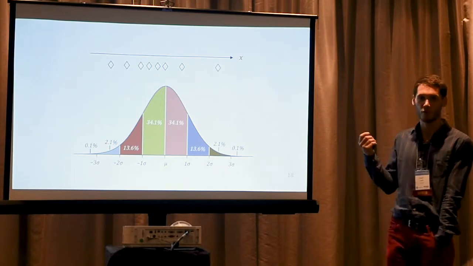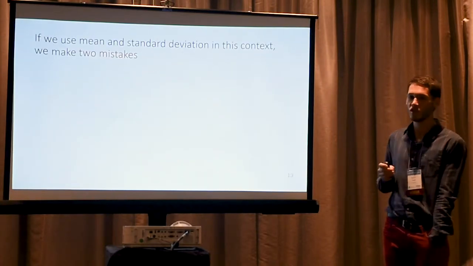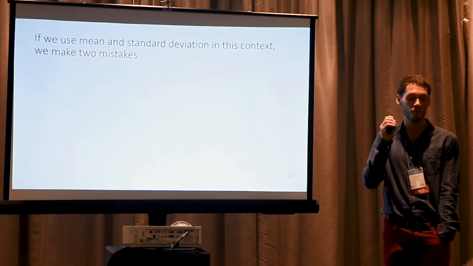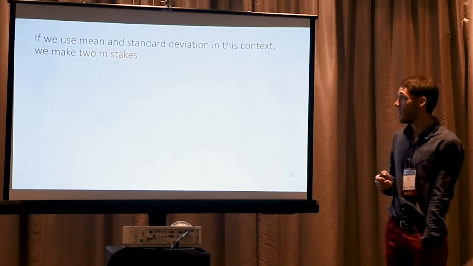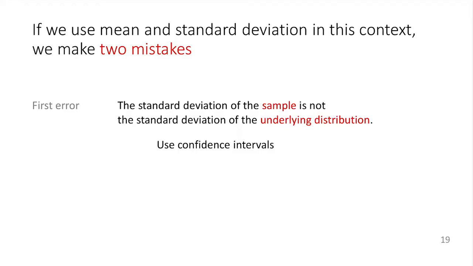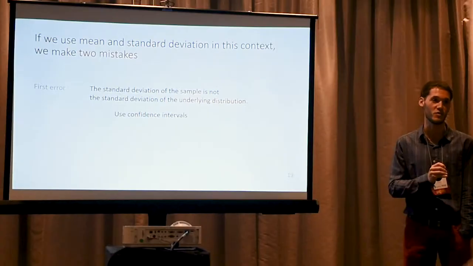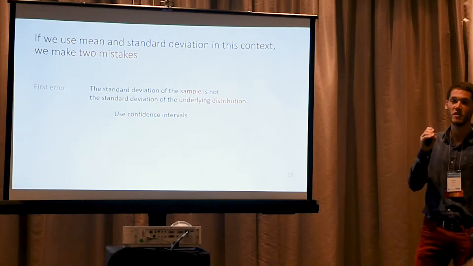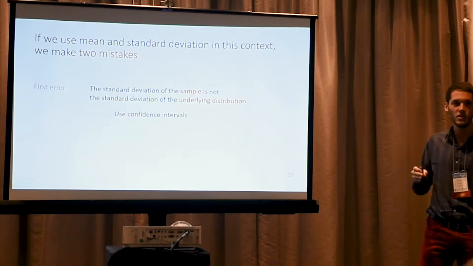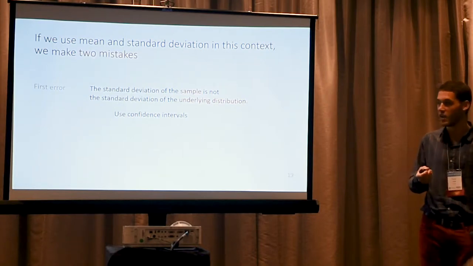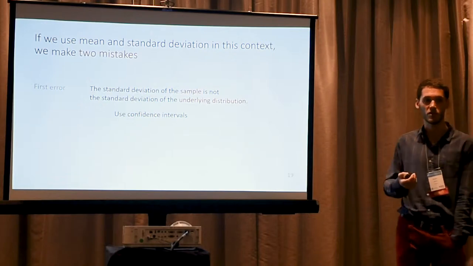But if we use that approach to do prediction, we're essentially making two very important problematic mistakes. The first mistake is that the standard deviation of the sample is not the same thing as the standard deviation of the underlying distribution. So if you're interested in making predictions, you need to be careful about what you're saying, and you need to use what is called a confidence interval.